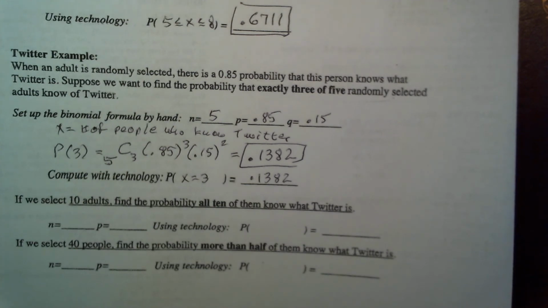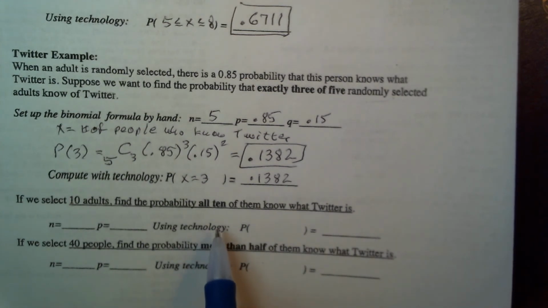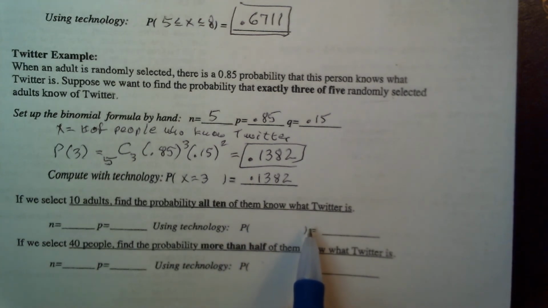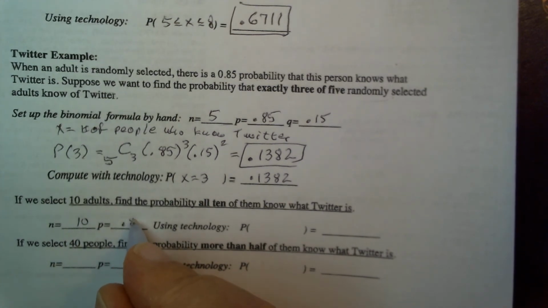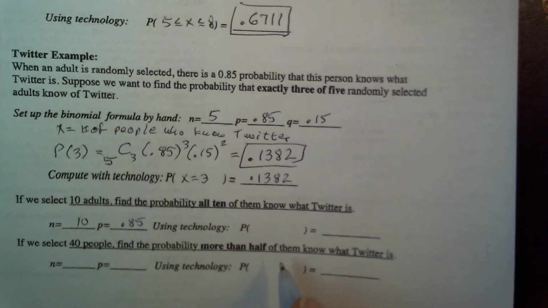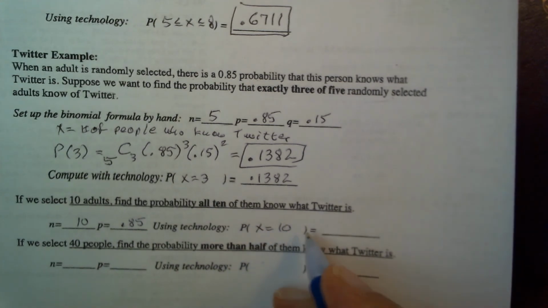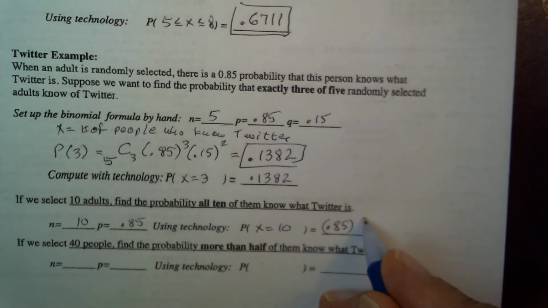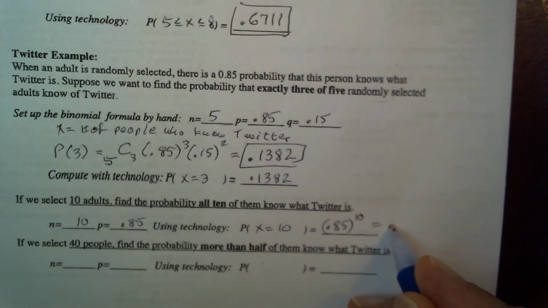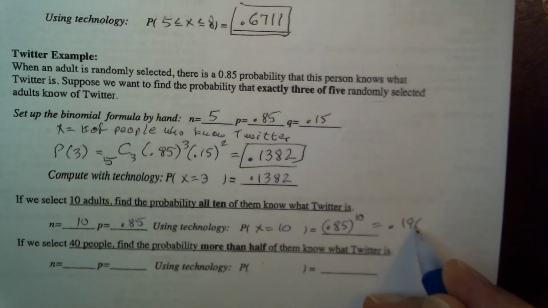The next question is, if we select 10 adults, find the probability all 10 of them know what Twitter is. So here, it's simply n equals 10, and p equals 0.85. So that's simply the probability of x equals 10, is simply 0.85 to the 10th power, and that's equal to 0.1969.